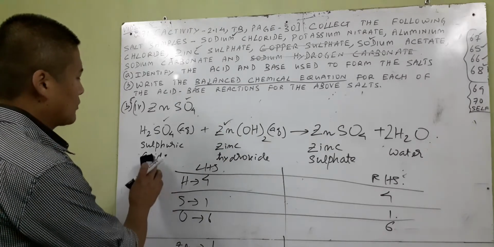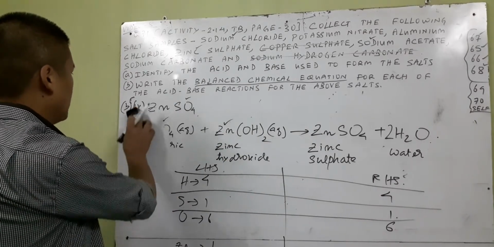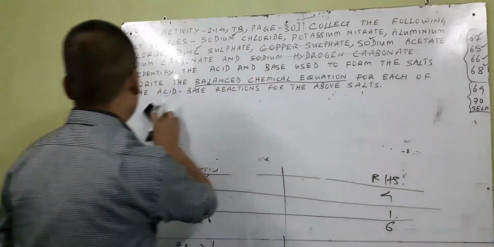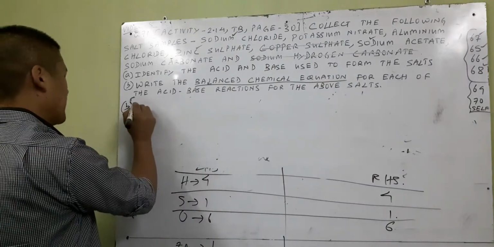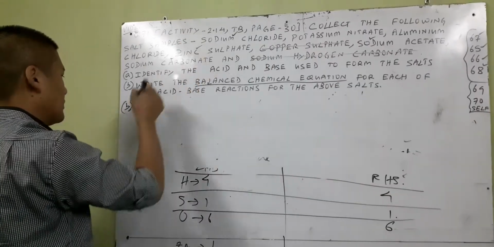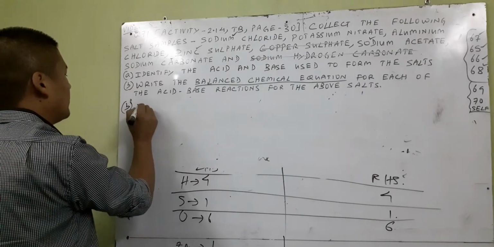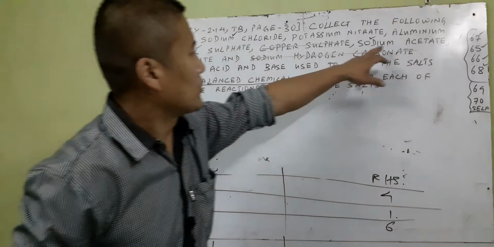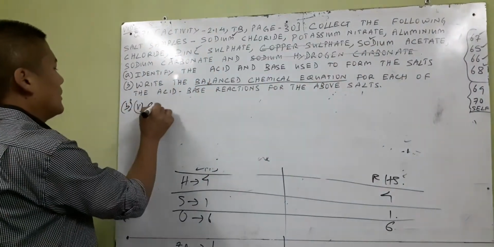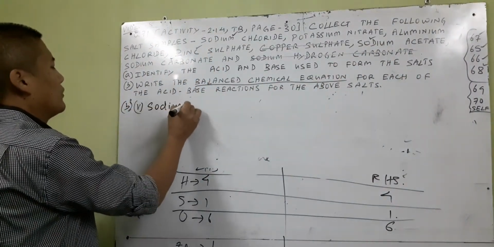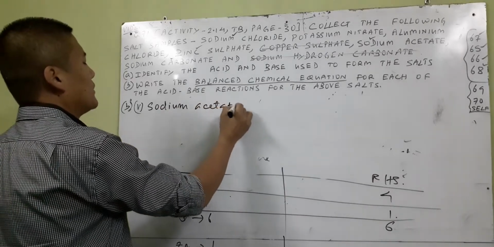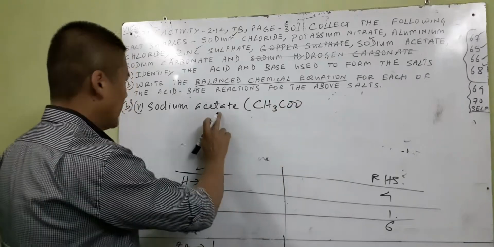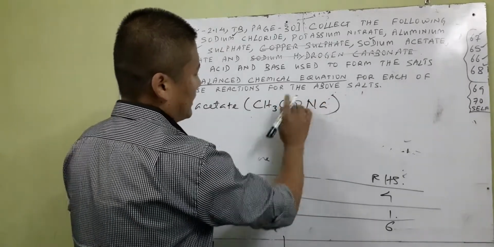So let us go to the next one. The next one is number 5. 2 more equations are there. B, balancing chemical equations of the acid-base reaction of these salts. So 5. Now we have done zinc sulfate. Now let's go to sodium acetate. This is important. This is very easy, I think. Sodium acetate. And from this formula itself, you can write the name. CH3COO minus is acetate ion, and sodium ion Na plus, both valency 1.